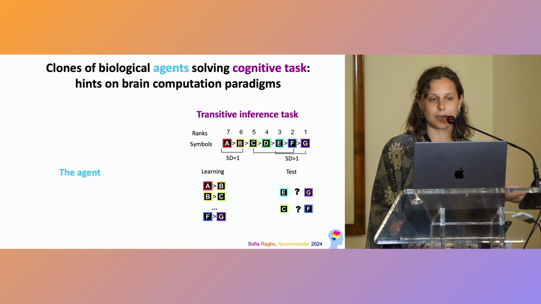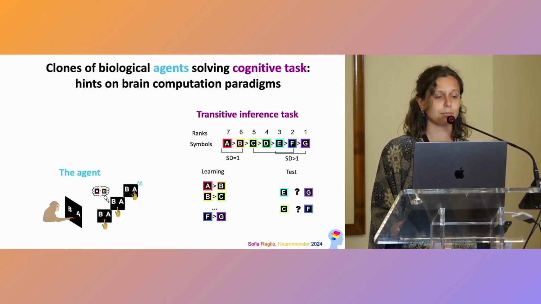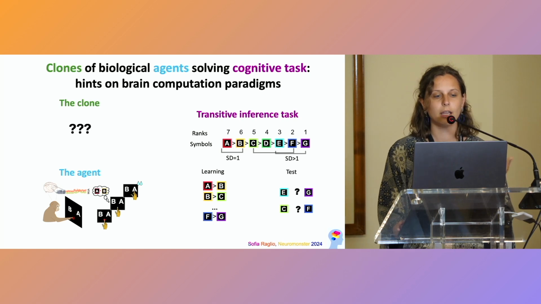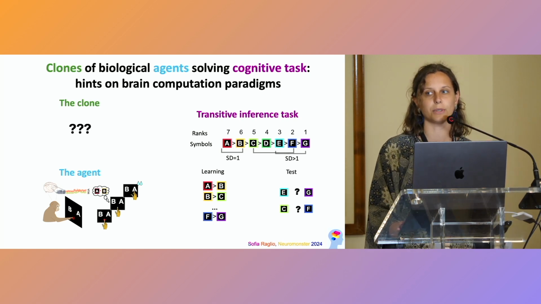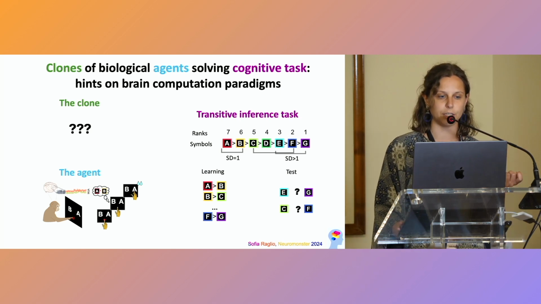And which is our agent? In our case, the agent is a monkey, which is solving the task. And we have both the monkey behavior and the monkey neural activity recorded from premotor cortex. Now the question is, how can we clone this agent to learn how to solve this transitive inference task? So today I will present two possible clones, a behavioral clone and a neural activity clone.